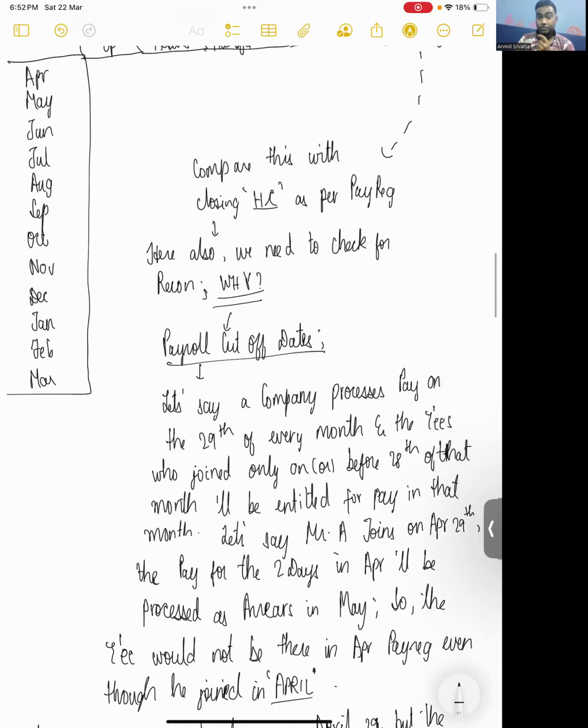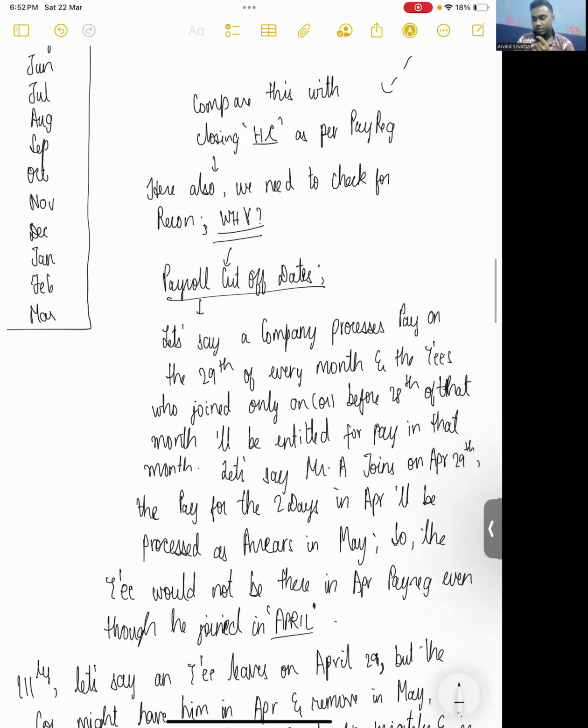So there is a concept called payroll cutoff date in some companies. For example, let's say a company processes pay on the 29th of every month, and the employees who join on or before the 28th of that month will be entitled to pay in that month. So let's say Mr. A joins on April 29th. The pay for the 2 days in April will be processed as arrears in May. So the employee would not be in the April pay register, even though he joined in April.